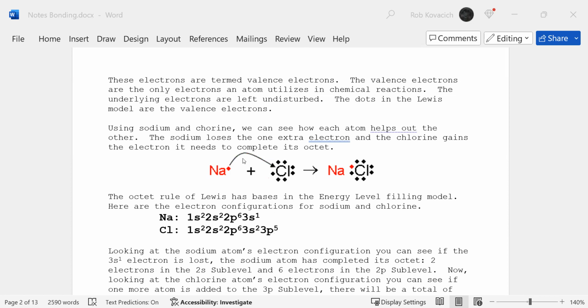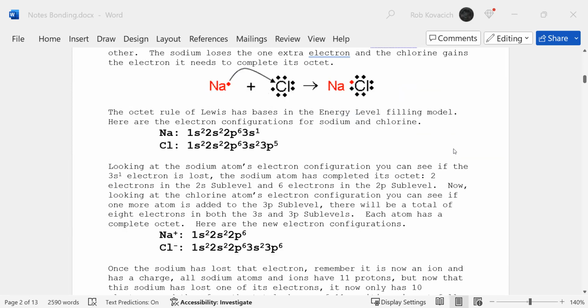And so the sodium willingly gives 1 electron to the chlorine. So now the sodium has a +1 charge, the chlorine's got a -1 charge, and they connect up next to each other because one's positively charged and one's negatively charged. That's it. There isn't anything else to it.